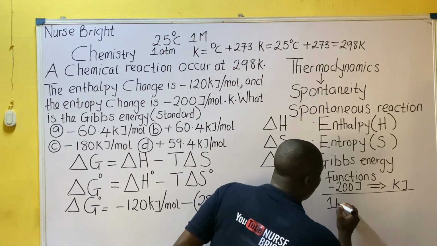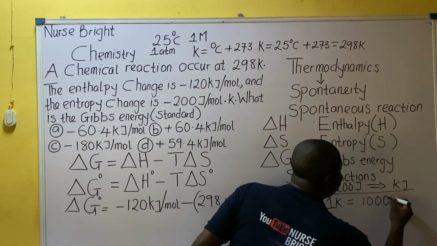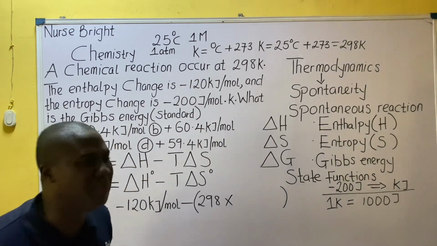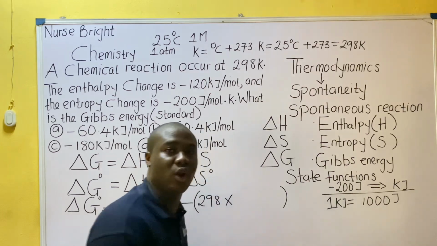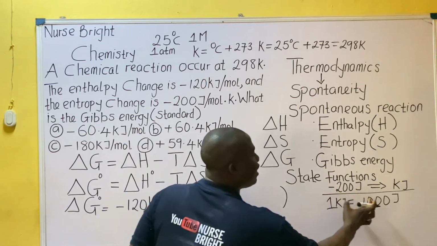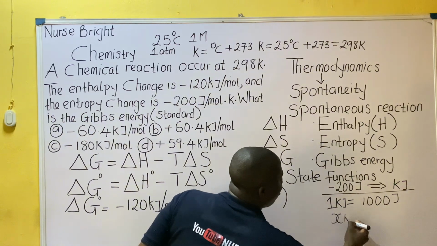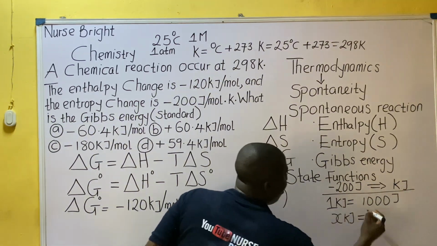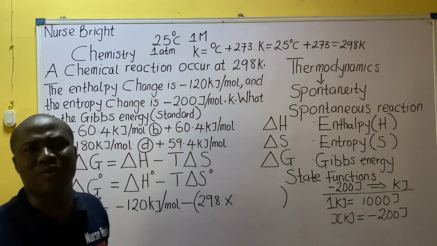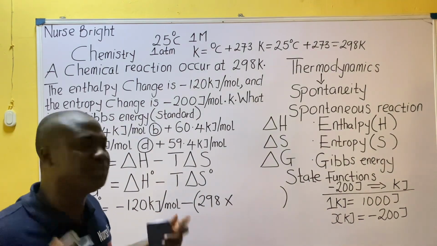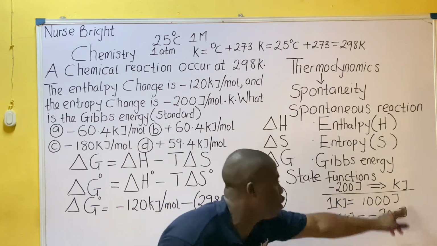1 kilojoule is equal to 1000 joules. Are you following? Please note it. Here should be kilojoules, right? 1 kilojoule is equal to 1000 joules. So what we are converting to kilojoules, here becomes X kilojoules is equal to minus 200 joules. Please, are you following me? They are all very easy. They are not difficult at all, because the kilojoule goes together, the joules go together.